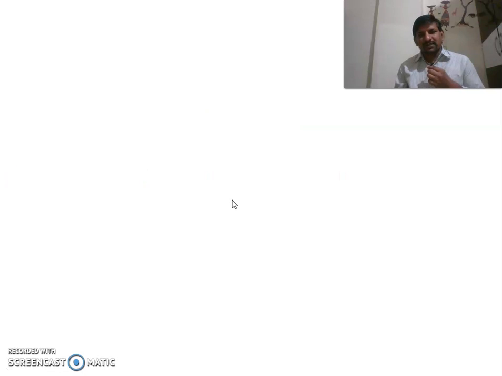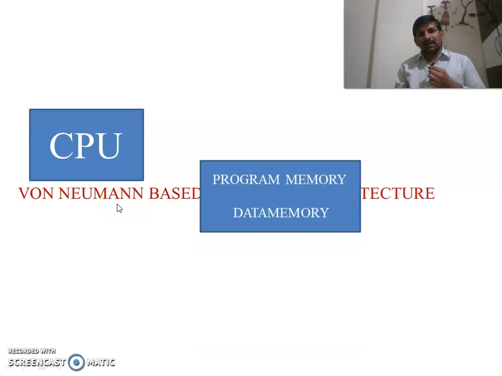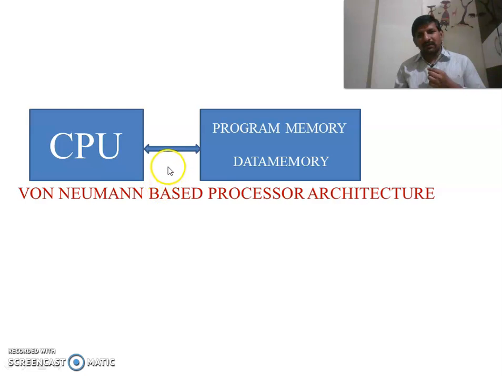First, processor architecture. In the beginning days, we designed the processors based on von Neumann architecture. In this architecture, the processor has a single bus for accessing the program memory and data memory. So first the CPU accesses the program memory, next it accesses the data memory. It requires two cycles for fetching one instruction. First fetch the instruction, second fetch the corresponding data.